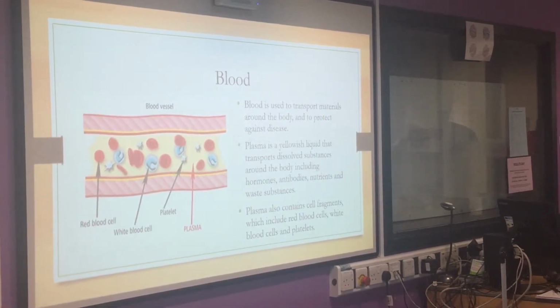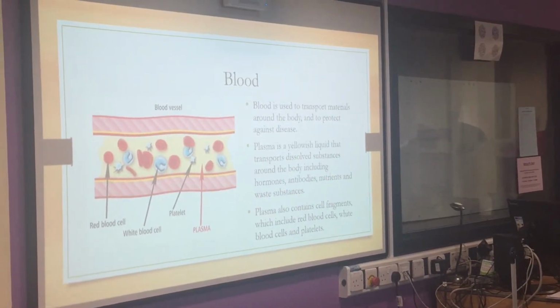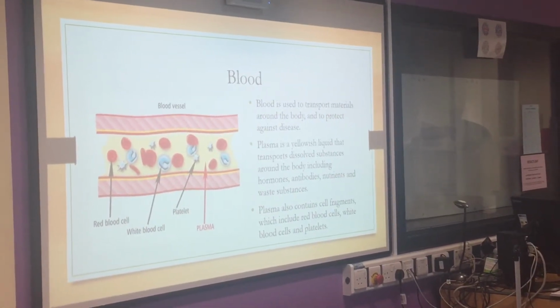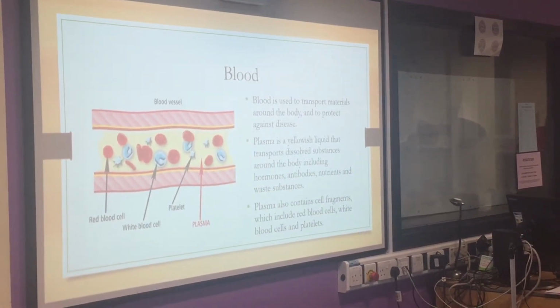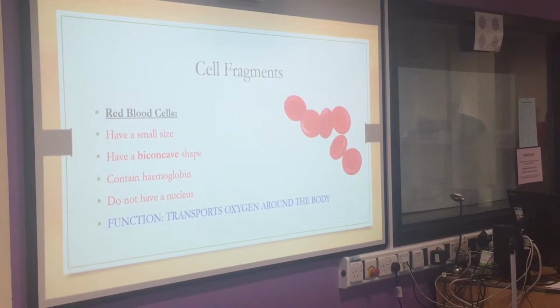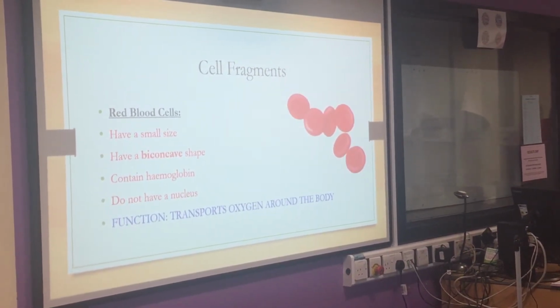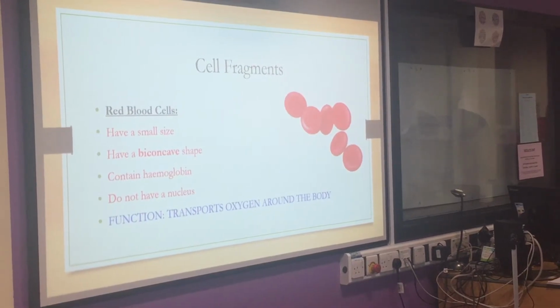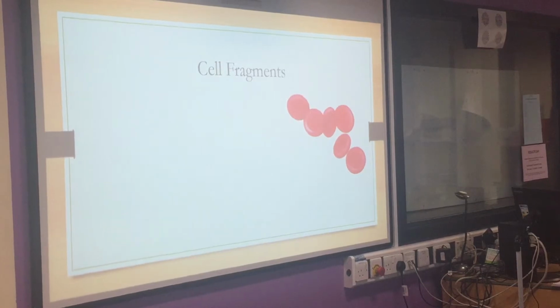Plasma is a yellowish liquid that transports dissolved substances around the body, including hormones, antibodies, nutrients and loose substances. Plasma also contains cell fragments, which include red blood cells, white blood cells and platelets. Cell fragments. Red blood cells have a small size, have a biconcave shape, contain hemoglobin and do not have a nucleus. Their function is to transport oxygen around the body.